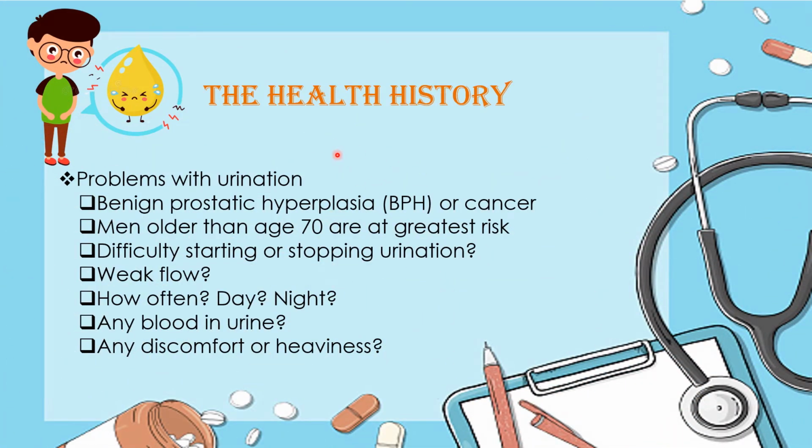So, moving on with the problems with urination. The prostate gland wraps around the urethra. So, if the gland enlarges due to benign prostatic hyperplasia or cancer, the patient may experience urinary symptoms. These are common for men older than age 70, who are at greatest risk. Therefore, the nurse should review the pattern of urination.